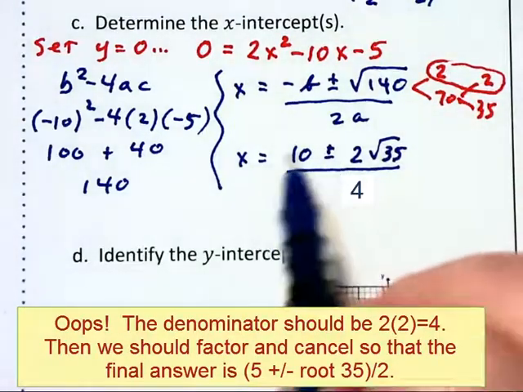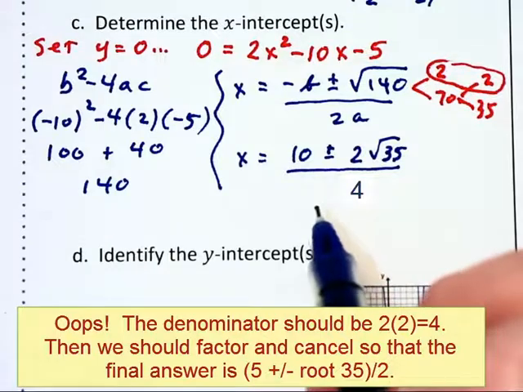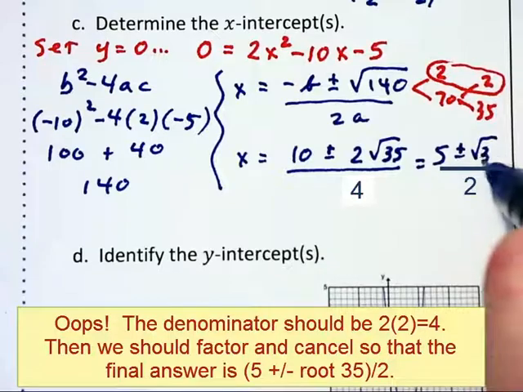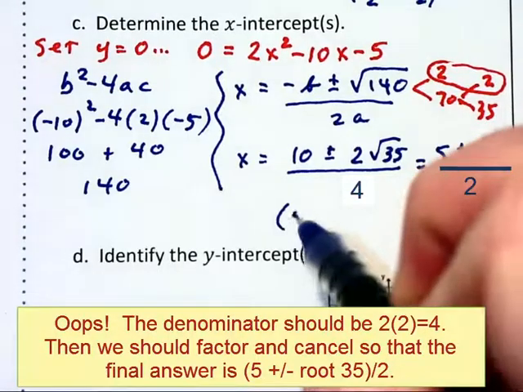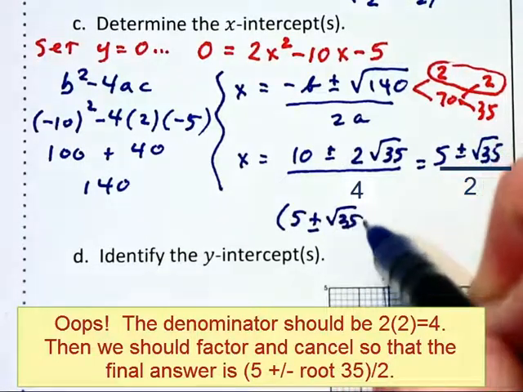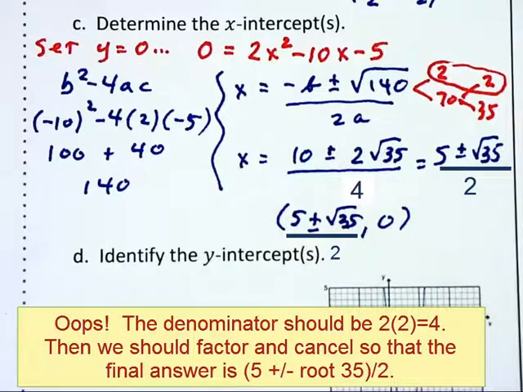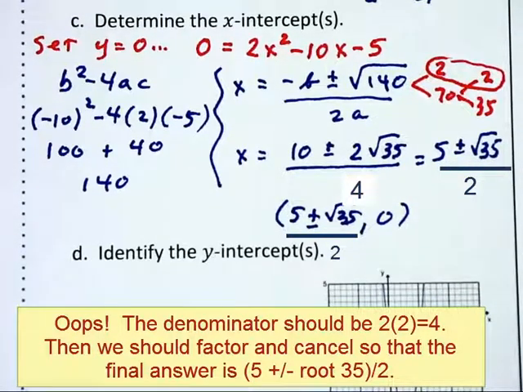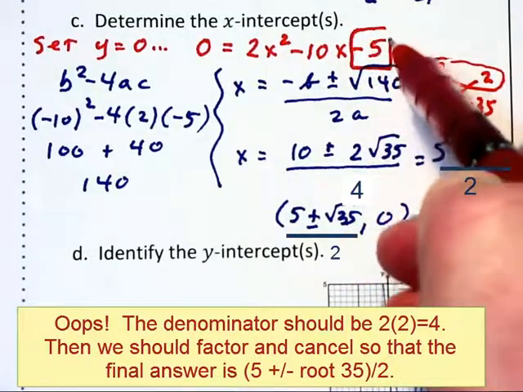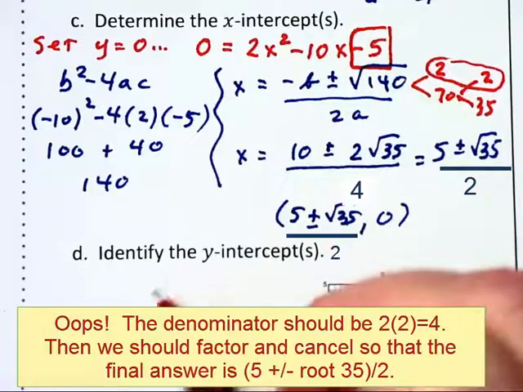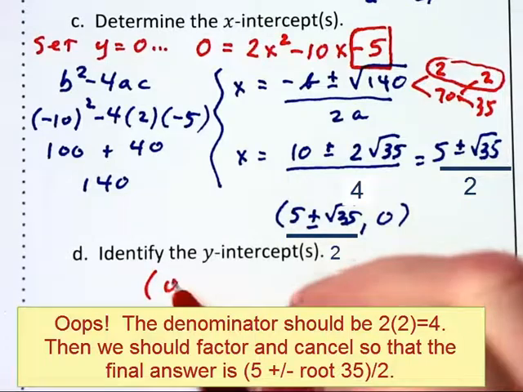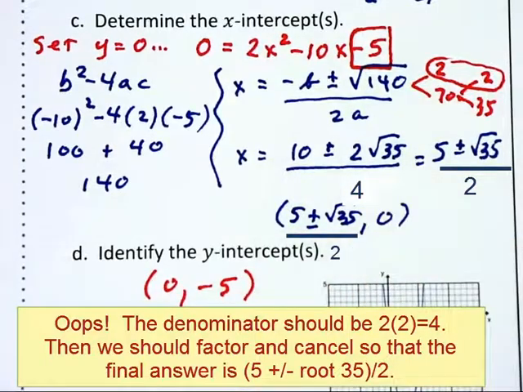Now we can factor a 2 out of the numerator and then cancel, and that will give us 5 plus or minus the square root of 35, and so those two values, 5 plus root 35 and 5 minus root 35, comma 0, will be our two x-intercepts. Now let's look at the y-intercept while I've got it here. The trailing constant of our function is negative 5, so that tells me when we substitute 0 in for x, y will equal negative 5, and the y-intercept is negative 5.